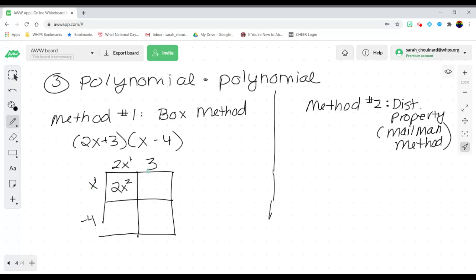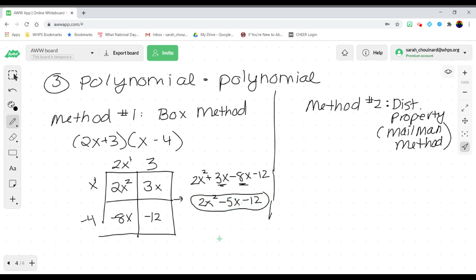Then if I do x times 3, that's going to give me 3x. And if I do 2x times negative 4, in this box, I'm going to get negative 8x. And then if I do 3 times negative 4, I'm going to get negative 12. So I'm going to add those all up, 2x squared plus 3x minus 8x minus 12. And then my last step is going to be to combine those like terms. So I get negative 5x as my middle term. And that's my final answer.